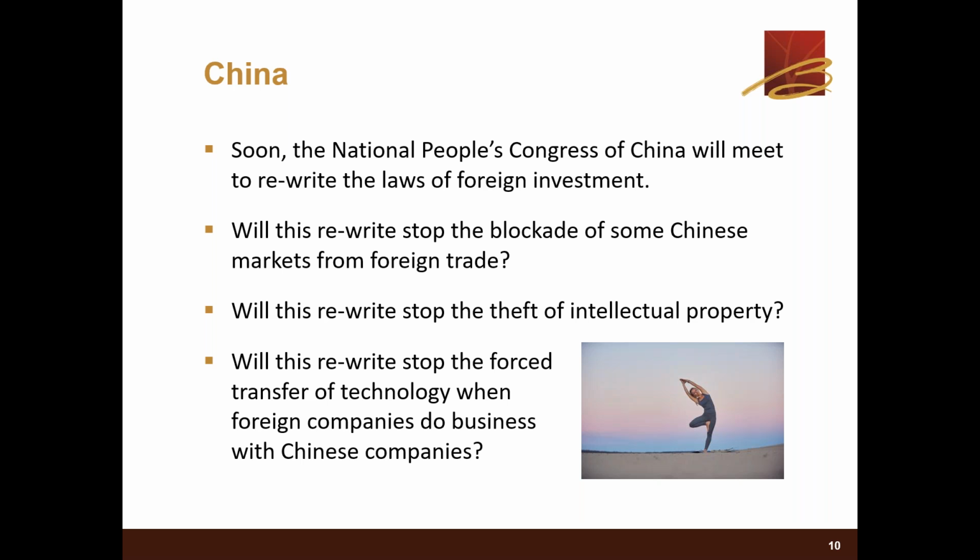Will the National People's Congress rewrite to stop the theft of intellectual property, which is quite dominant in doing business with China? And will the rewrite stop the policy of forced transfer of technology when foreign companies do business with other Chinese companies?